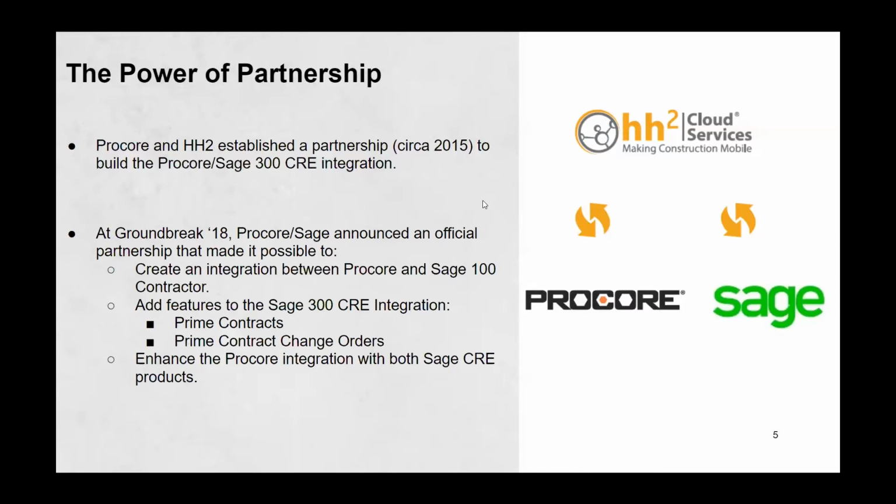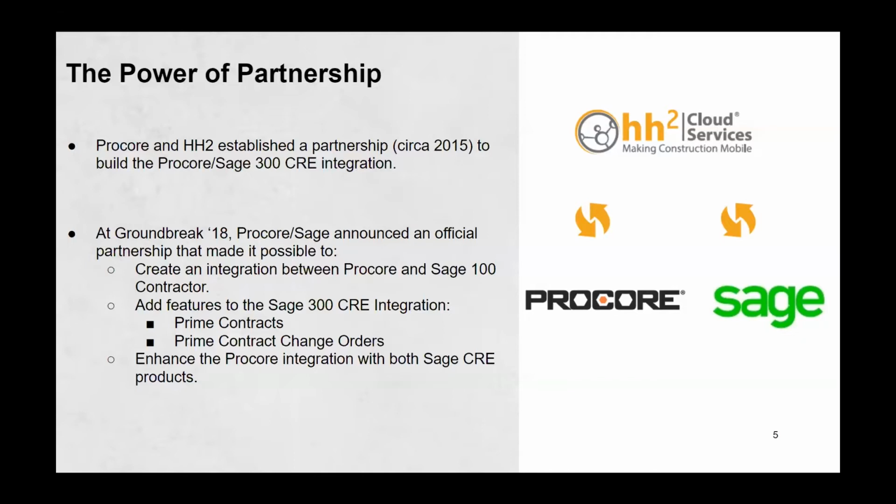More recently, at our Groundbreak conference, which isn't so recent anymore, but in 2018, we held our Groundbreak conference in Austin. There was an official partnership with Sage announced. While we were able to build a pretty solid integration for Sage with the help of hh2, there were definitely many features we and our customers really wanted to see added that frankly were not possible without an actual partnership with Sage. So this was a very exciting announcement and has led to some of the most significant improvements we've been able to make with the Sage 300 CRE integration, specifically providing an integration with the prime contracts and prime contract change order tools in Procore.